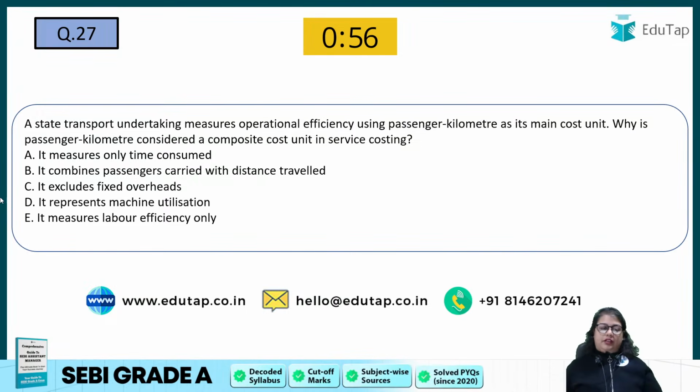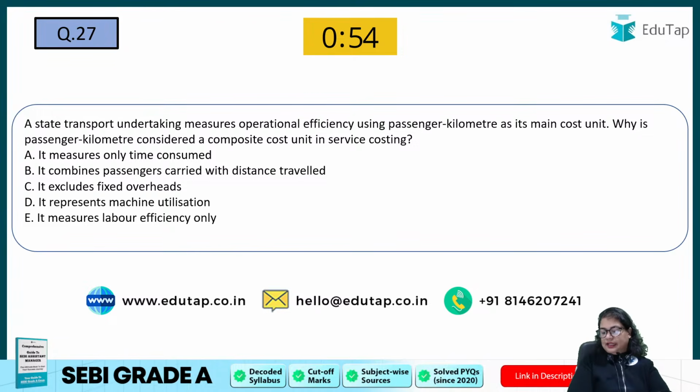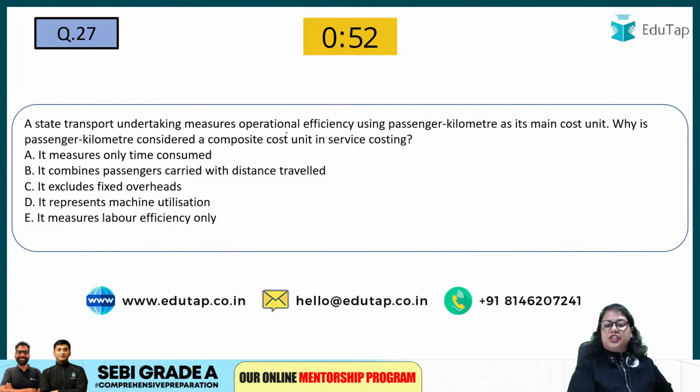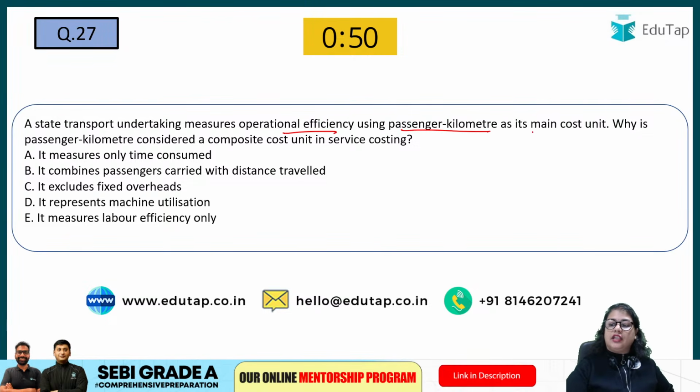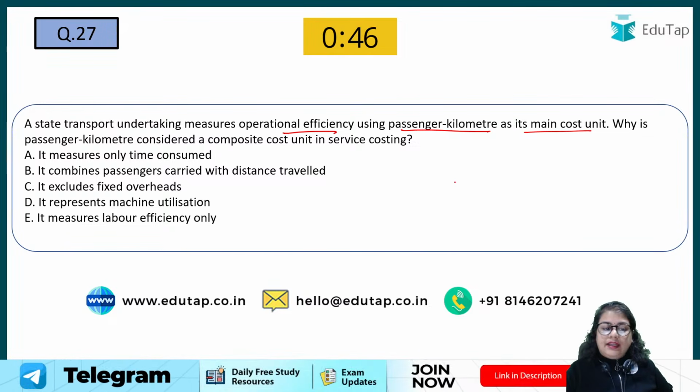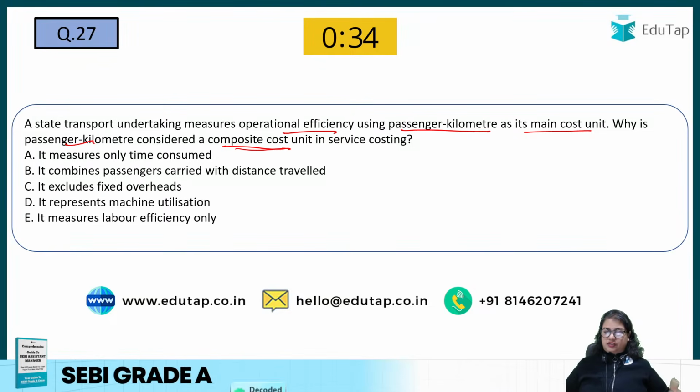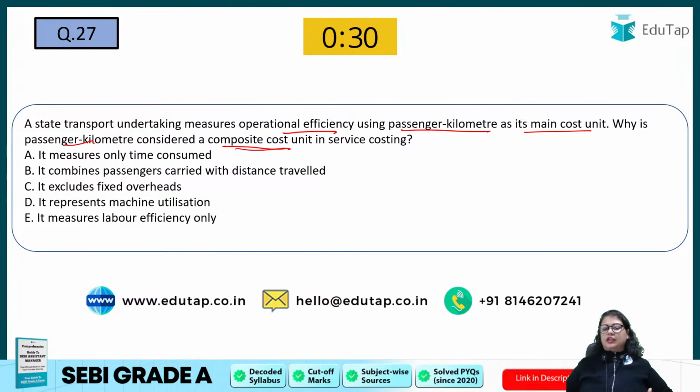Question number 27. A state transport undertaking measures operational efficiency using passenger kilometer as its main cost unit. Why is passenger kilometer considered a composite cost unit? So we know that it is a composite cost unit, but why? Because it has basically two units that are clubbed together, that is passengers and kilometers, that how many passengers are traveling, how many kilometers, right?